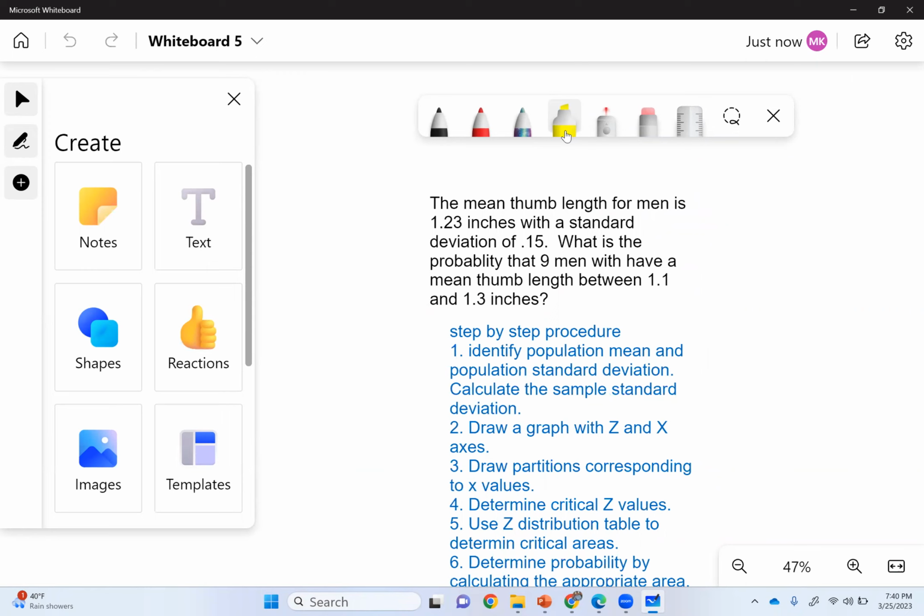Today I'm going to show you how to estimate the probability of a sample mean if we know the population mean and population standard deviation. This is going to be on Thursday's quiz. So let me start by sharing my screen.